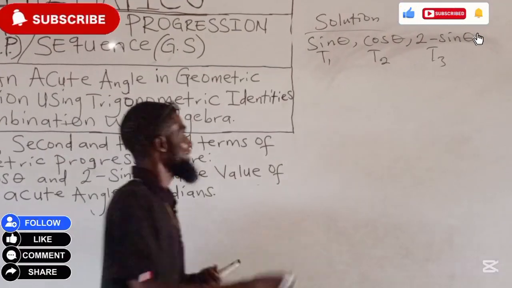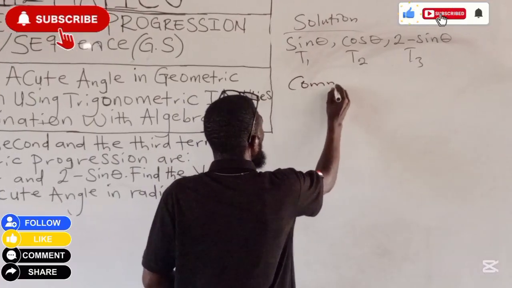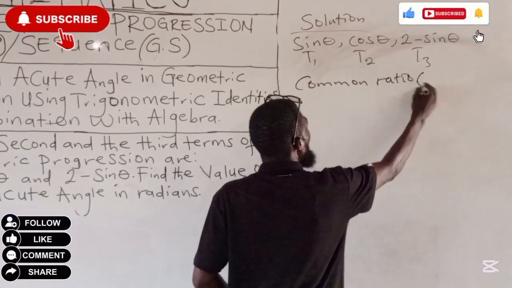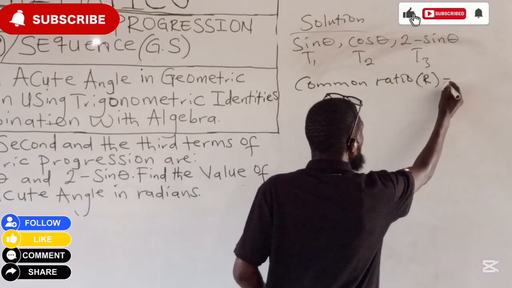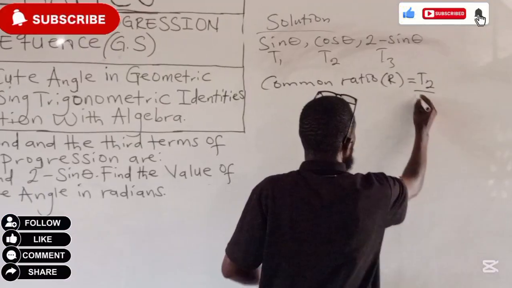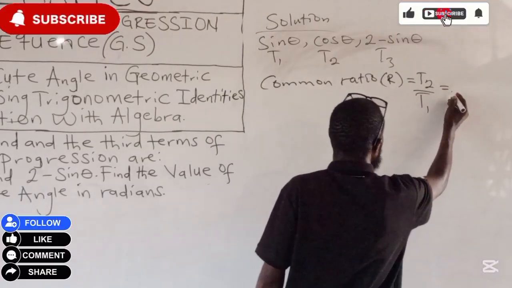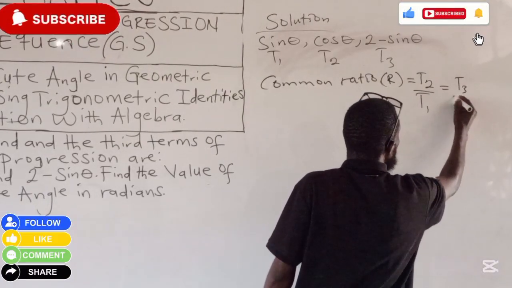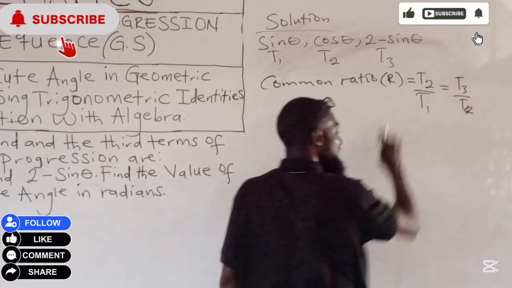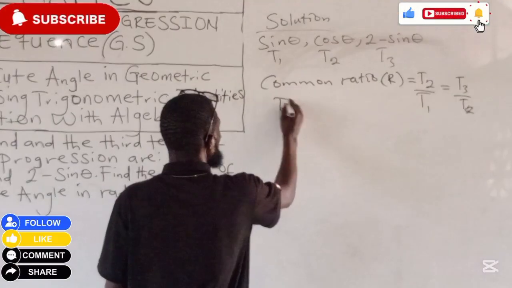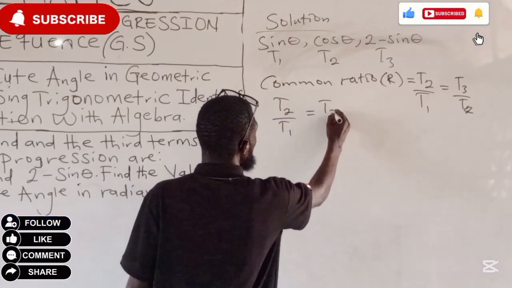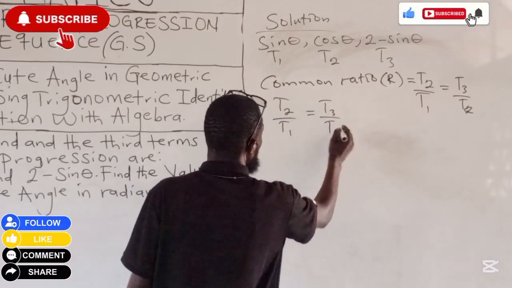Remember, based on this information given, we'll be using our common ratio formula to solve our problem. We say common ratio. Our common ratio, which is r, will just be equal to the second term over the first term, or the third term over the second term. To express it mathematically, we say T2 over T1 will just be equal to T3 over T2.